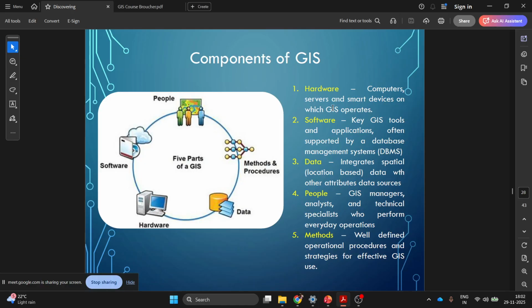It is a well-defined operational procedure and strategy for effective GIS use. For example, if I'm getting information, using data and interpreting something in Chennai, the same thing a person sitting in Trichy should also get, right? That is why we need a proper method on how to access this data, how to retrieve it, and how to analyze it. That is also one other major component of GIS. So GIS consists of five components. There are also other components, but the major components are hardware, software, data, people, and methods, of which people are the ones analyzing and interpreting the data.